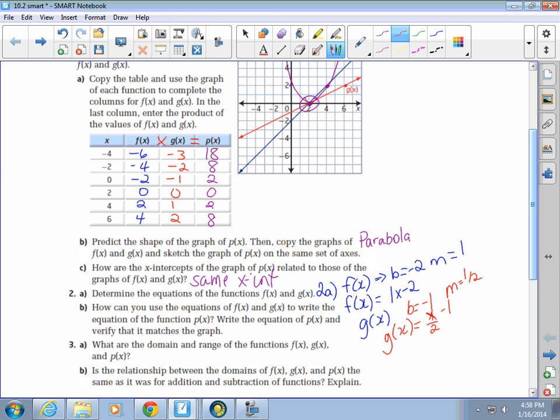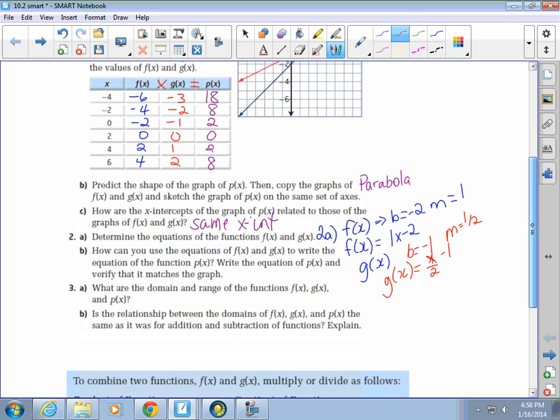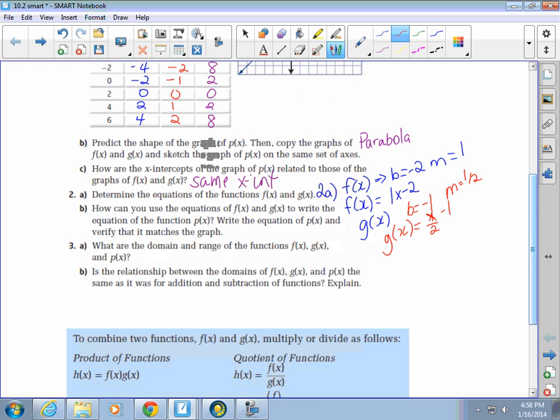So 2b says, how can you use the equations of f(x) and g(x) to write the equation of the function p(x)? Well, the way we got our points for our function of p(x) was to multiply them. So that's what we would do. So we're going to see if that'll work. So if I multiply the function of f(x) times the function of g(x), I should get p(x).